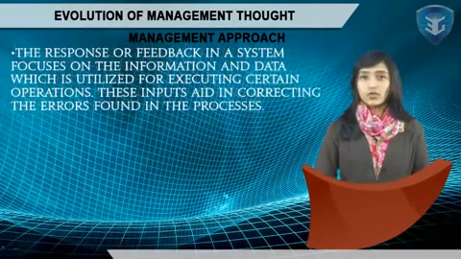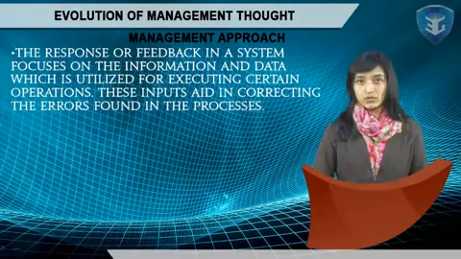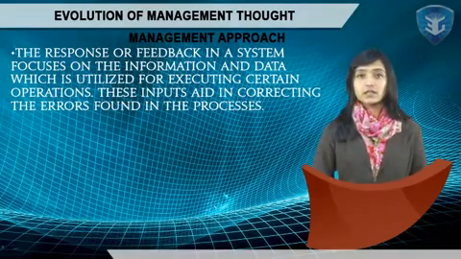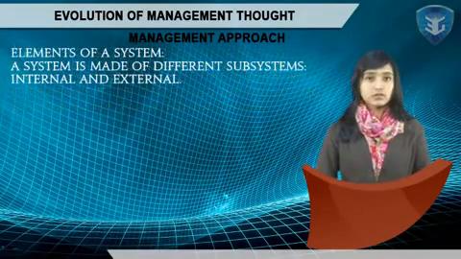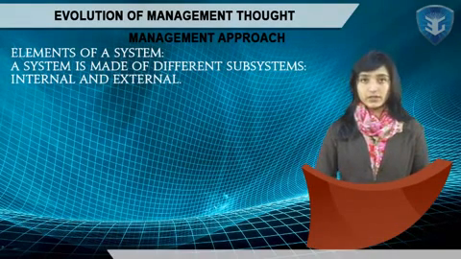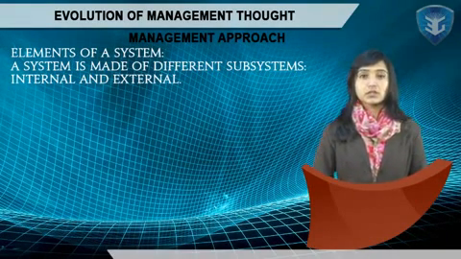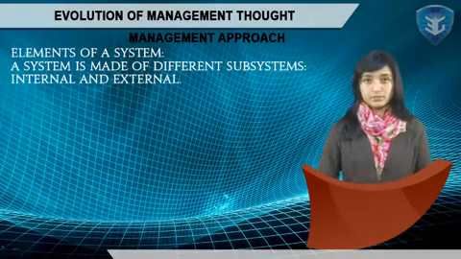The response or feedback in a system focuses on the information and data which is utilized for executing certain operations. These inputs aid in correcting the errors found in the processes. Elements of a system. A system is made of different subsystems, internal and external. These subsystems are interconnected and influence each other and the system as a whole.